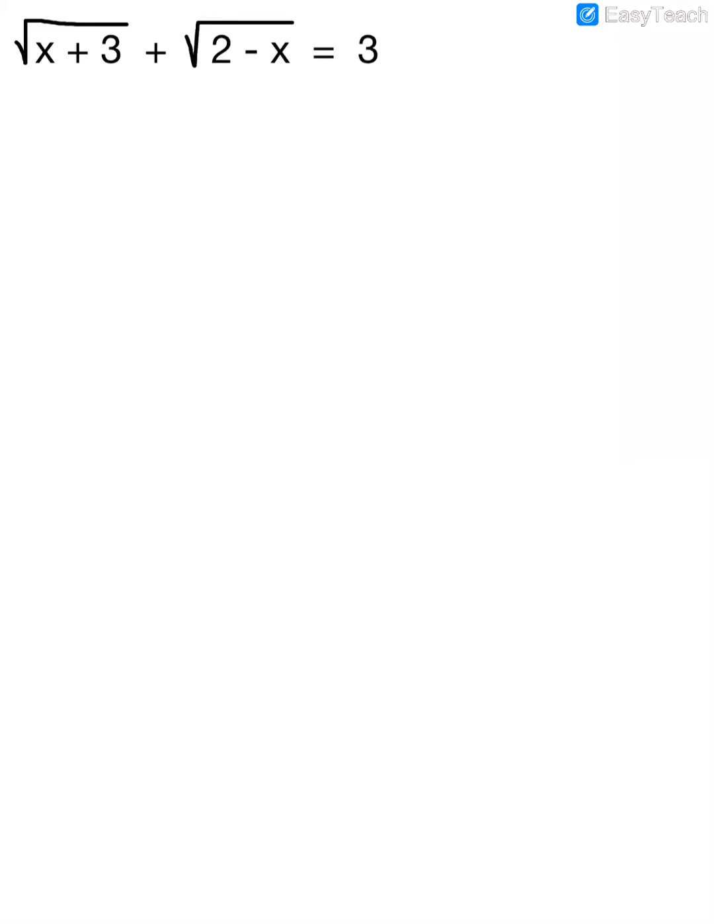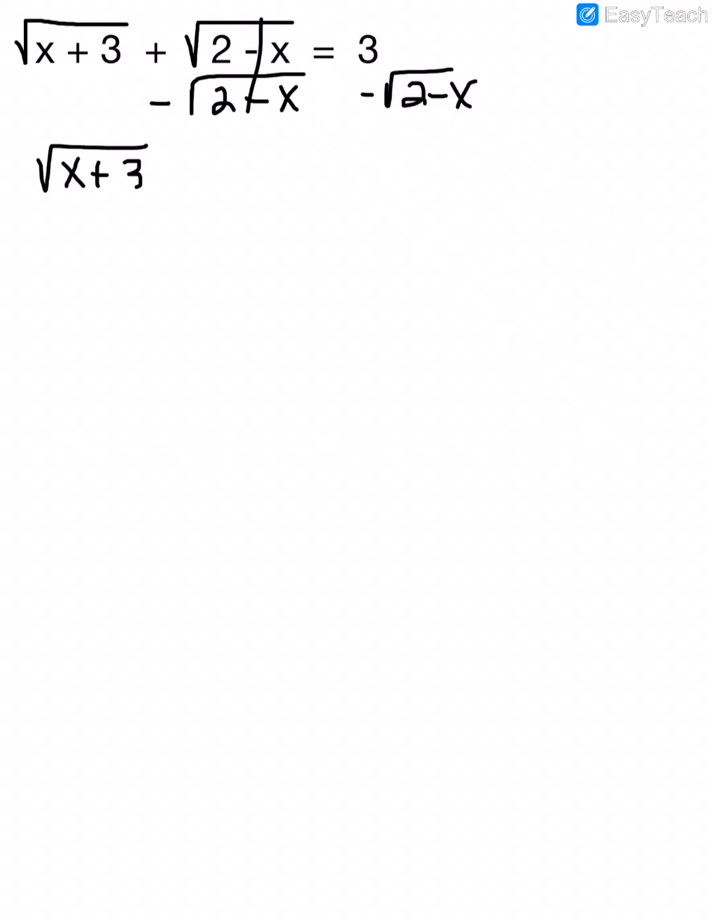Well, since we have two radicals, we still need to get a single radical by itself on one side of the equation. So what I'm going to do here is subtract one of the radicals. I'm going to subtract the square root of 2 minus x from both sides of the equation. And that gives me the square root of x plus 3 equals 3 minus the square root of 2 minus x. Alright, so now we have one of the radicals by itself on one side of the equation.